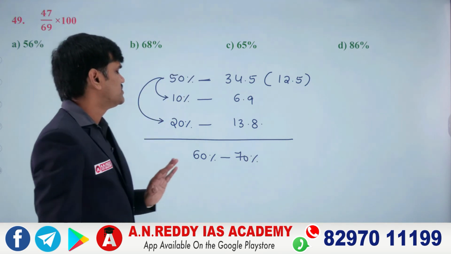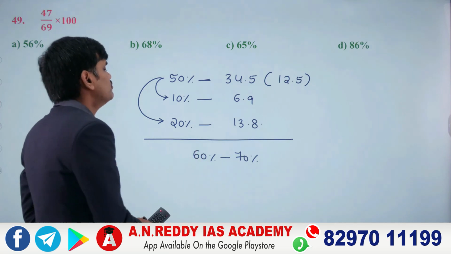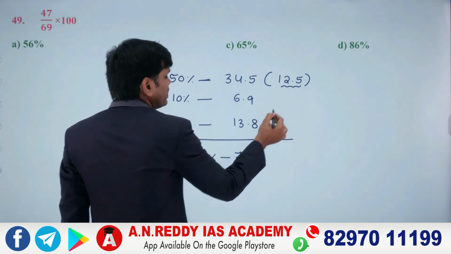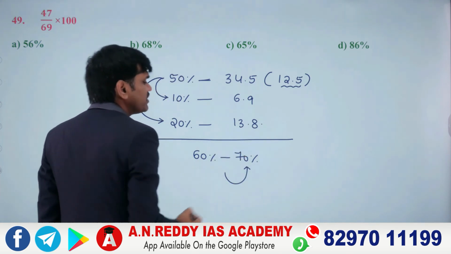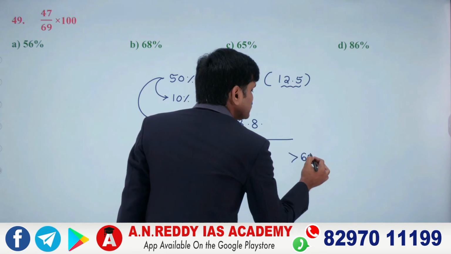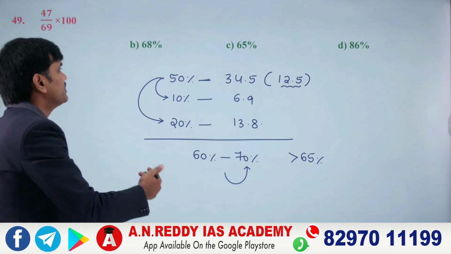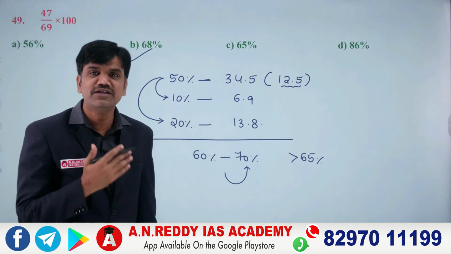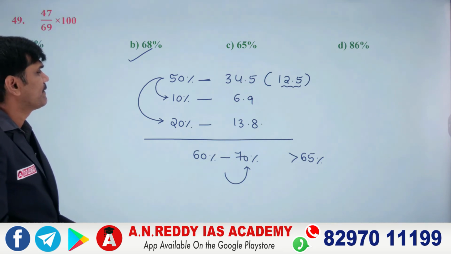So my answer is between 60% and 70%, and this is more nearer to what? This 12.5 is more nearer to 20% now. Hence I can say that my answer is more nearer to 70%. Hence it has to be definitely more than 65%. It should be more than 65% and less than 70. So more than 65, less than 70 means it should be option B, right? Please make a note of this.